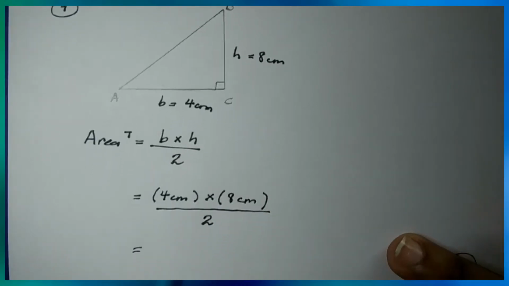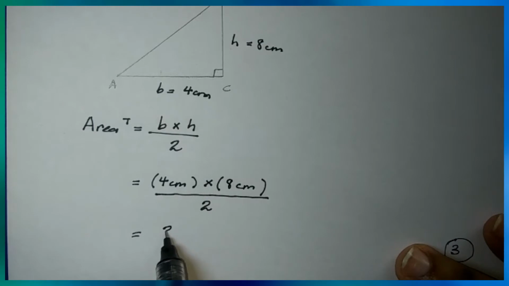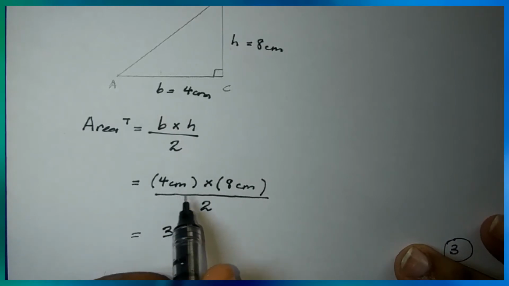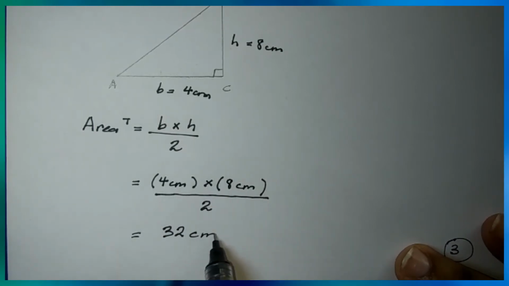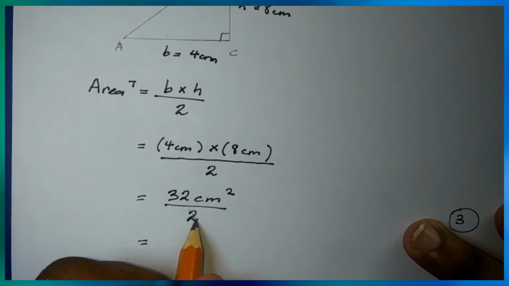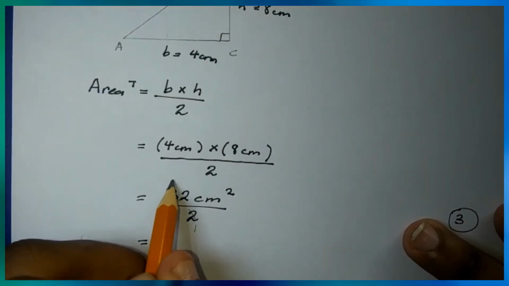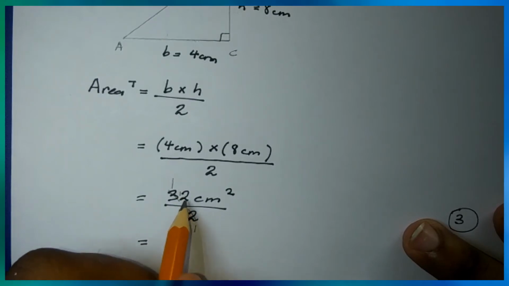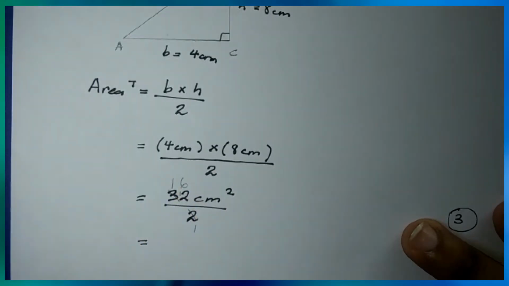4 times 8 is what? 32. Centimeter times centimeter will give me centimeter squared, and I'm dividing by 2. 2 into 32 goes how many times? Look at this trick. 2 into 3 goes 1, remainder 1, and 2 into 12 goes 6. So 2 into 32 goes 16 times. And remember, it's centimeter squared. We're dealing with area.